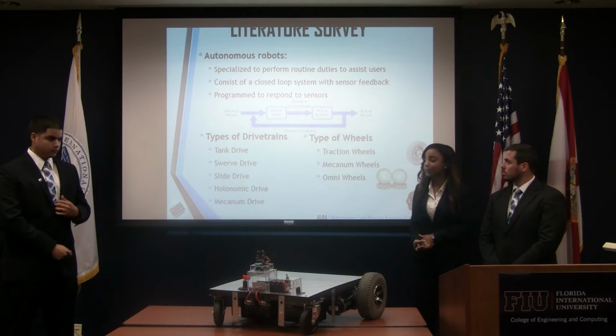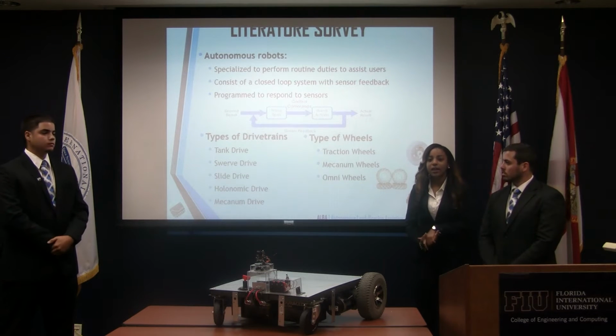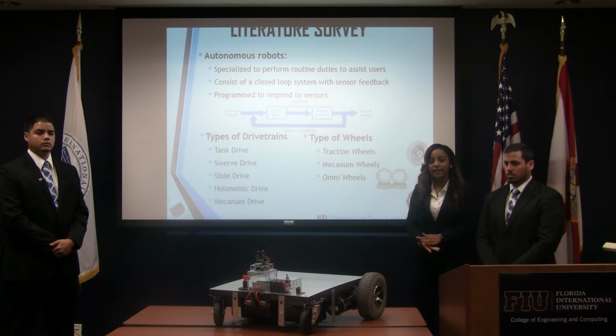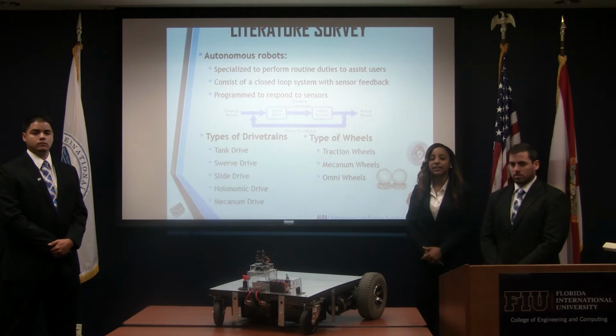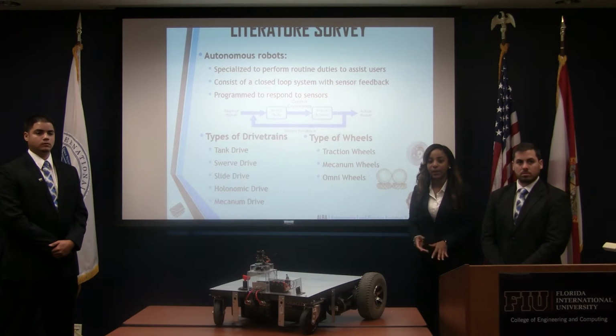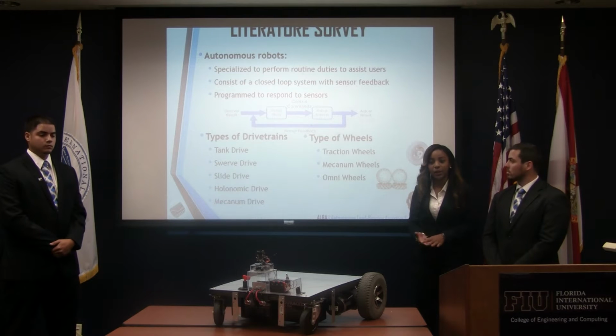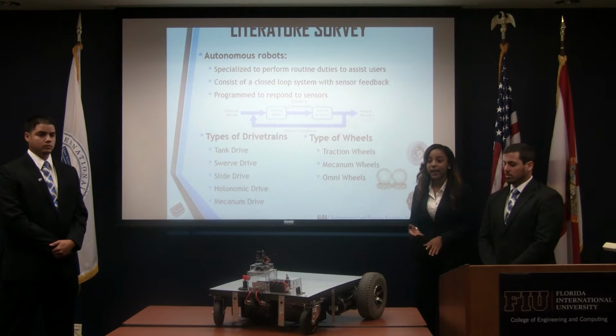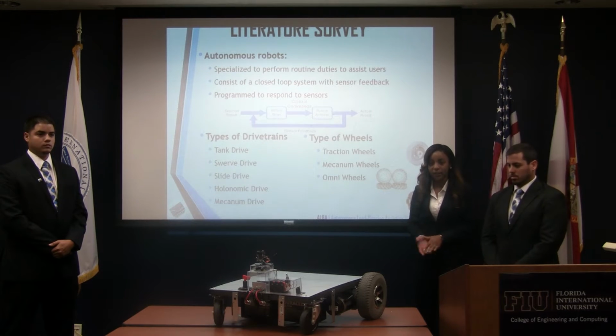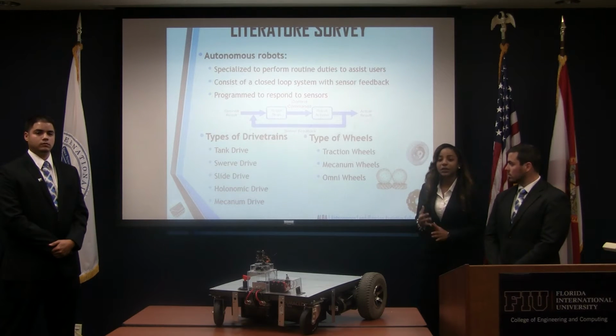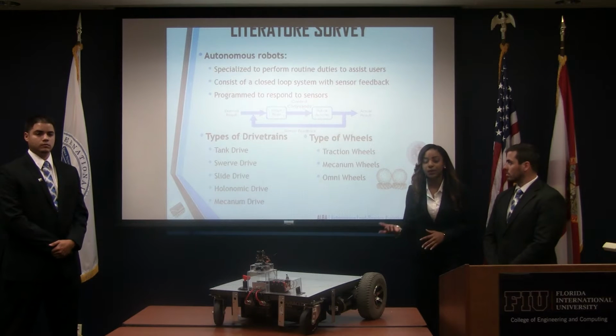Literature survey. Autonomous robot. An autonomous robot can be defined as a device that has the responsibility of performing tasks for its users. And when we say automatic, it is programmed exactly the way it will perform. An autonomous robot is considered to be a closed loop, which means that it is dependent on the sensor. In our case, the sensor is the Pixy camera. And it uses this sensor to give a response.